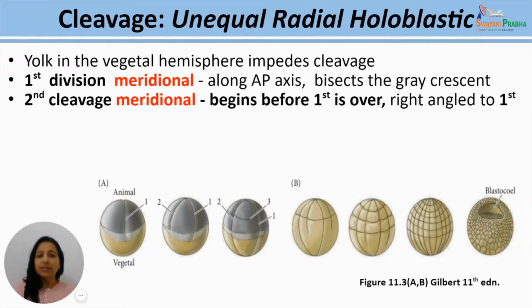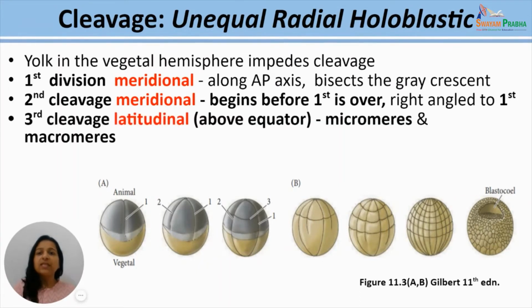Now here one thing is important, that the first division starts to happen at the animal pole. It goes at a definite speed, but as it enters the vegetal half of the zygote, the speed of that cleavage furrow slows down because of the presence of a large amount of yolk there. So before the first cleavage gets through the whole of the zygote, the second cleavage has already begun to happen.